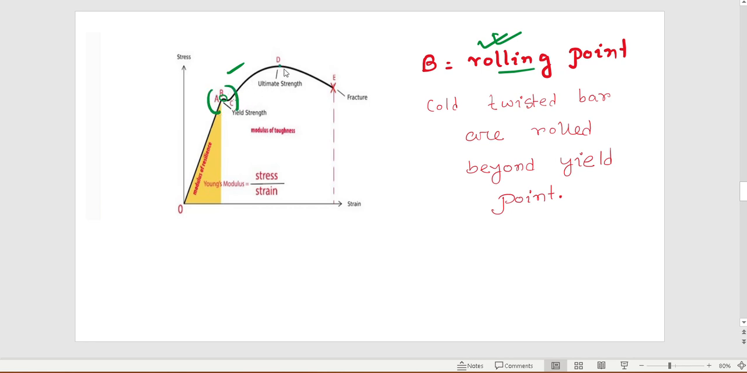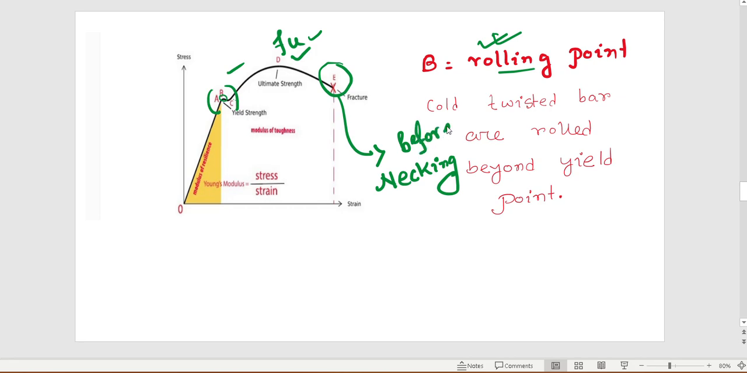And after D, we have the ultimate stress Fu, and after it is the breaking point. Generally at that point the necking happens. Before the fracture, the necking happens.